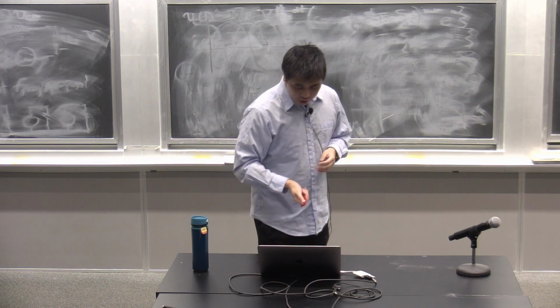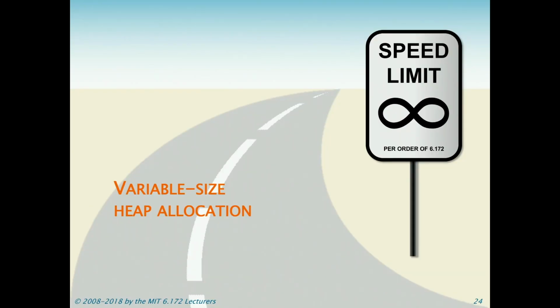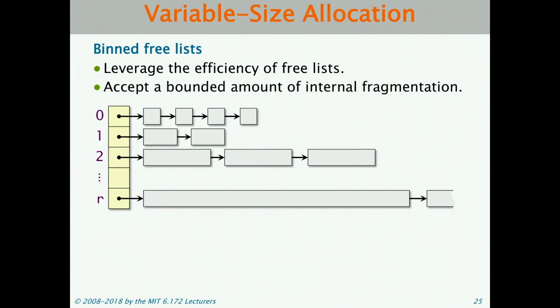OK, so that was fixed size heap allocation. And obviously, you can't use that for many programs if you're allocating memory of different sizes. So now let's look at variable size heap allocation. We're going to look at one allocation scheme called bin free list. The idea is to leverage the efficiency of free list and also accept the bounded amount of internal fragmentation. Internal fragmentation is wasted space within a block. That means when you allocate possibly more space than you're using, there's some wasted space in there.